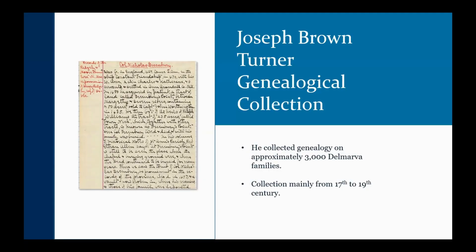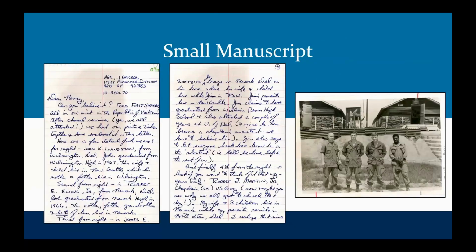It includes an index that refers to all the items within the collection and allows genealogists to easily search for their ancestors by name and locate their records. This collection is on microfilm and can also be found on our website. We also have a small manuscript collection. Within this small manuscript collection are a number of very interesting records that are kept.